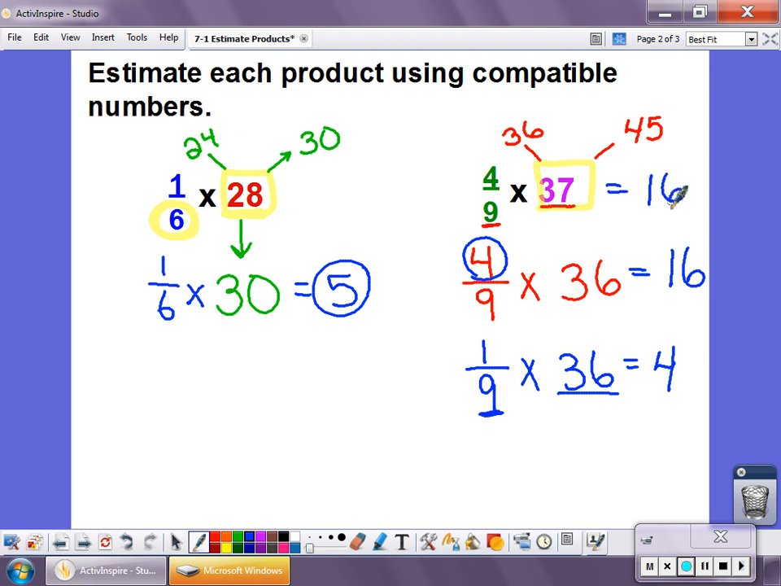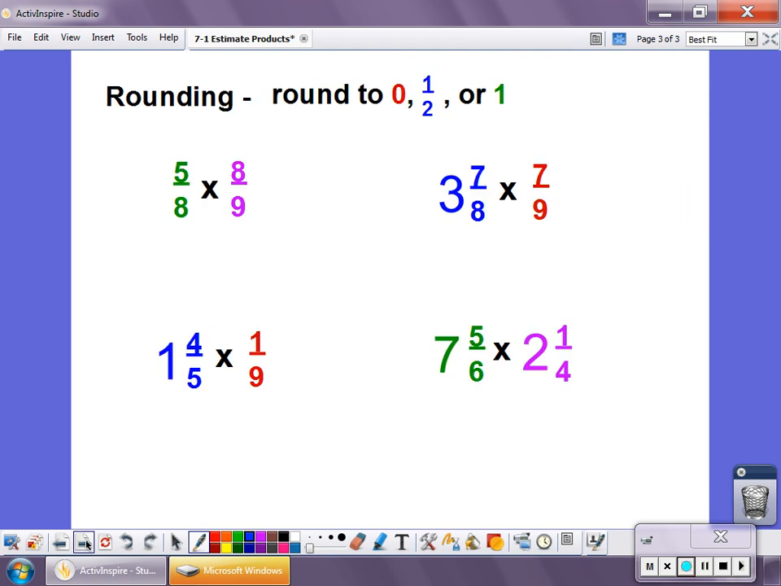Okay? All right, the last method we can use when it comes to estimating is what we call rounding. We're going to look at each of these numbers and we're going to round to 0, a half, or a whole. Or in the case of mixed numbers, we'll think about this as rounding down to the whole number before, to the half, or to the whole number above it. Okay, so we'll get to that in a second. But this is the same way we rounded when we were looking for sums and differences. So if I look at 5/8, that's very close to a half, because 4/8 would be a half, so 5/8 is close to a half.